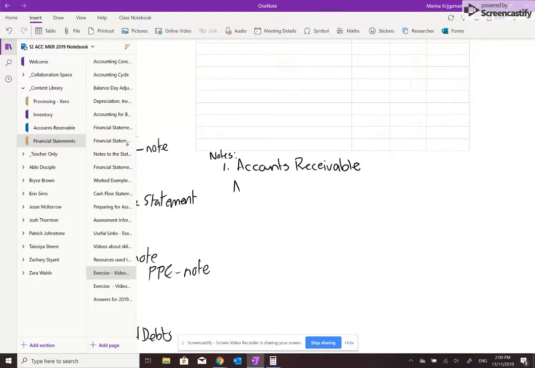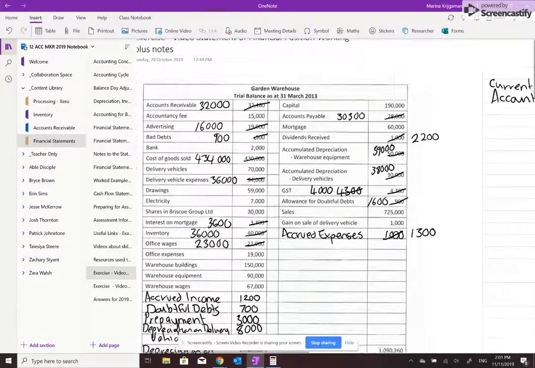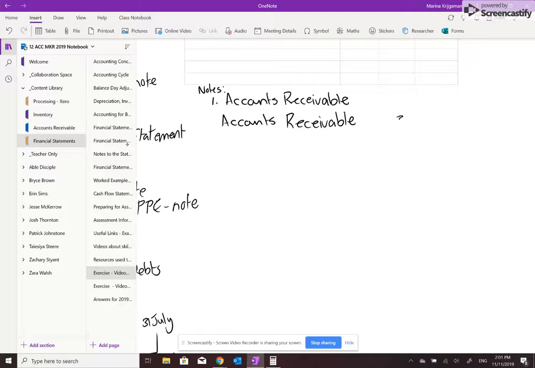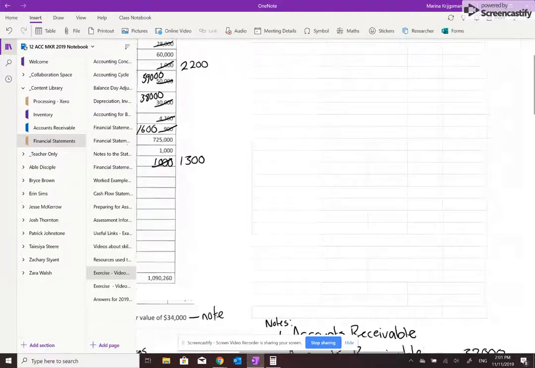So our first note is about accounts receivable. We're going to take the amount that's in the trial balance, the 32,000, less the bad debts. So that's how much we should be able to get, but we know that not all our customers will pay us. So we've got to allow for doubtful debts, so less our allowance for doubtful debts, and that is 1,600.